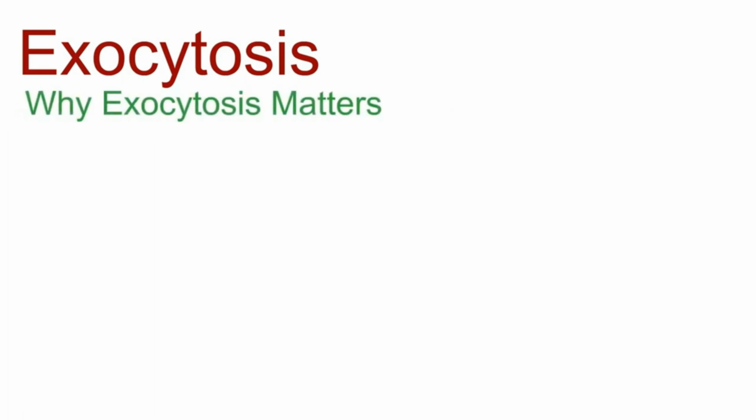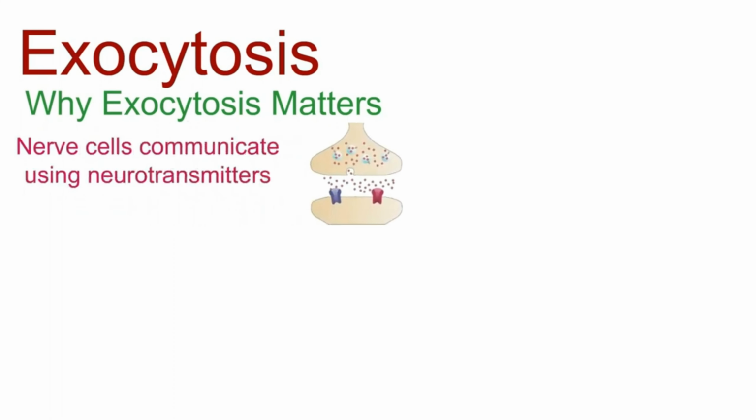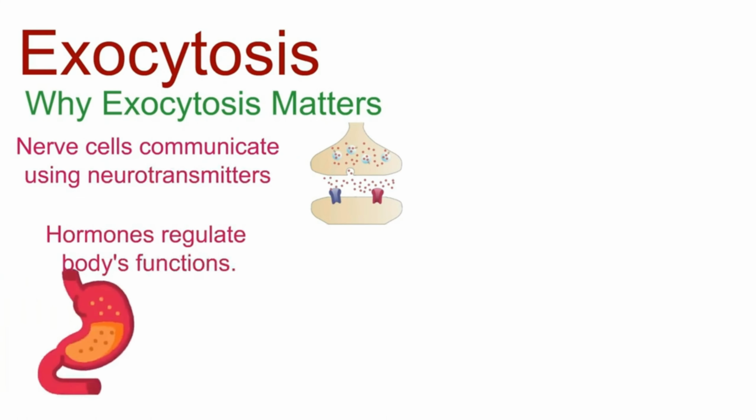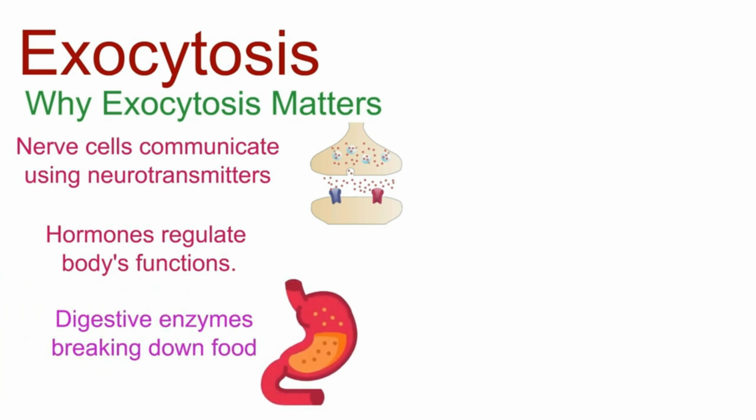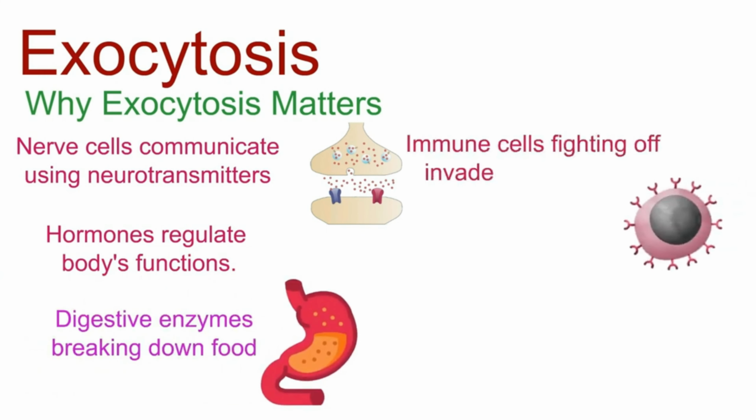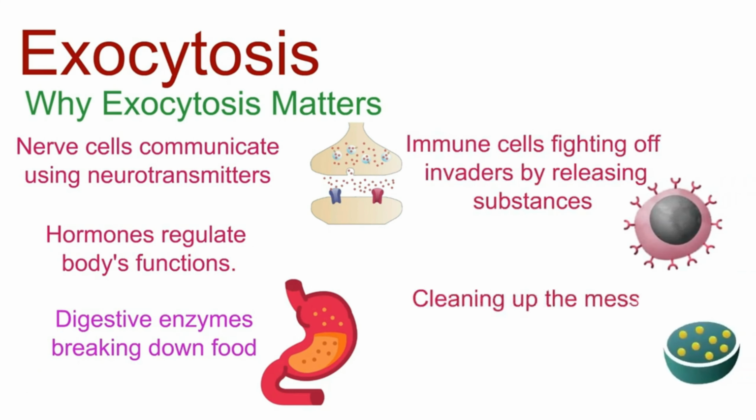Exocytosis is a big deal in the cellular world. It's responsible for things like nerve cells communicating using neurotransmitters. Hormones regulate your body's functions. For example, digestive enzymes breaking down food in your stomach. Immune cells fight off invaders by releasing substances. Cleaning up the mess with waste product removal.